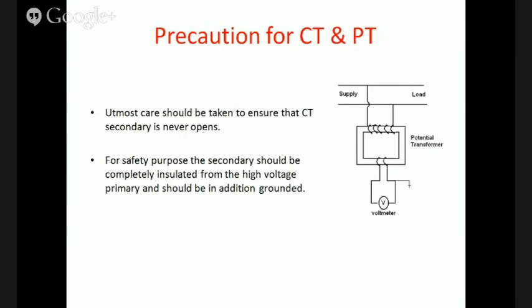Precautions for CT and PT. What are the precautions? Utmost care should be taken to ensure that the CT secondary is never open. Okay, this is a very, very important thing. For safety purposes, the secondary should be completely insulated from the high voltage primary, and in addition grounded. There should be more than one ground. This is a very, very big precaution for CT and PT.